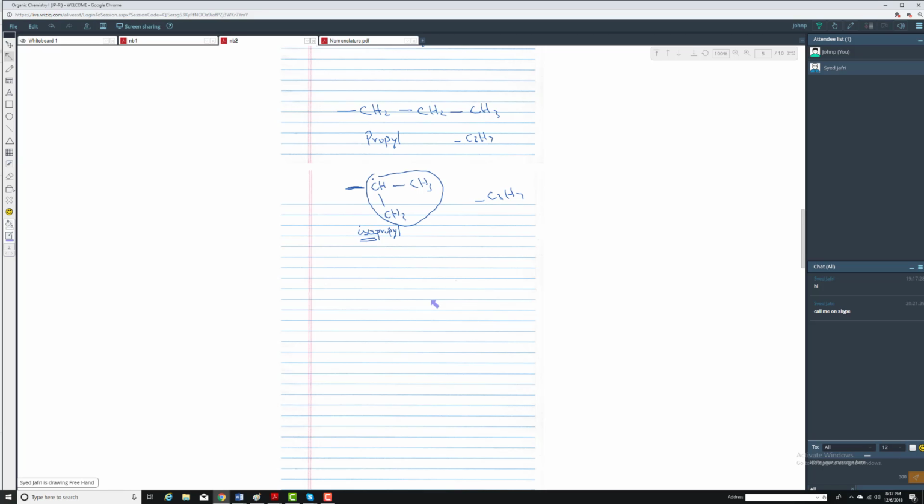Isopropyl, isohexyl. Now isobutyl is going to be... Normally this isopropyl group is going to be there. It's going to work with only the three, but the difference is another CH2 group is going to come here. This is isobutyl.